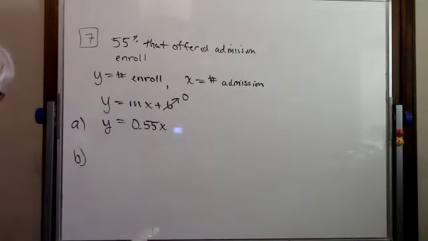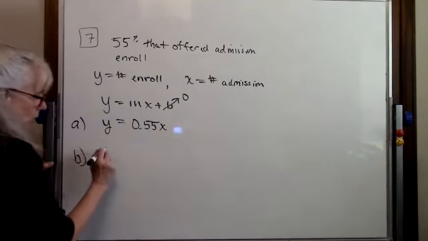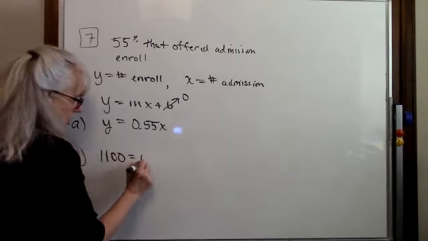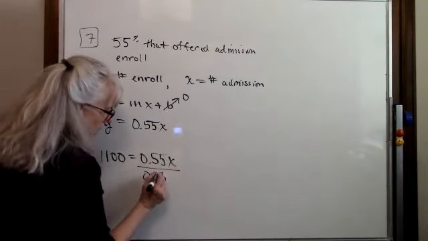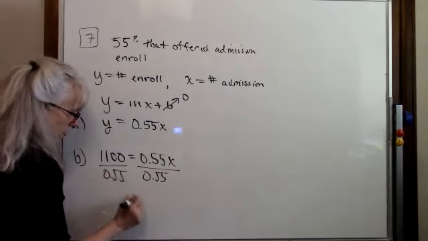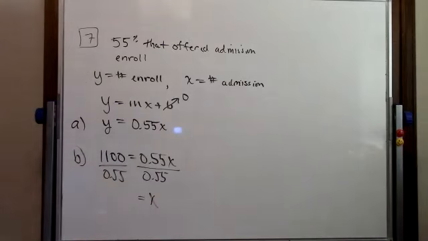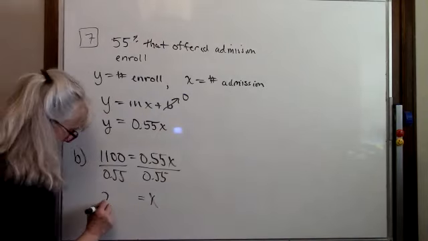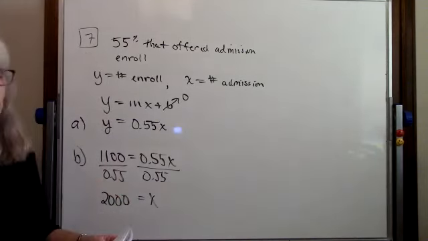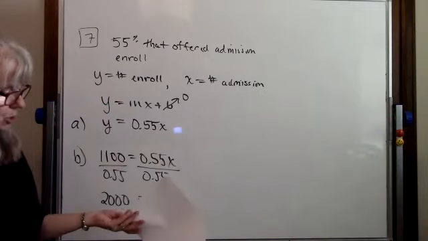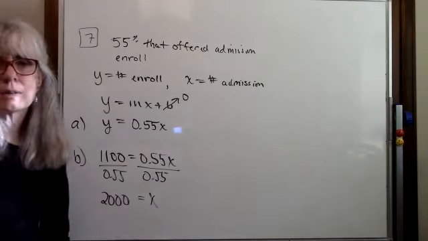Part B says if the desired freshman class is 1,100 students, how many should be admitted? So if I want 1,100 to enroll, how many should I admit? They're asking us to solve this equation for x, which we'll do by dividing by 0.55. So 1100 divided by 0.55 comes out to be 2000. This example is telling us that if we admit 2,000 students, 1,100 of them will enroll at our university. And that wraps up section 1.2 for us. We'll see you in section 1.3.